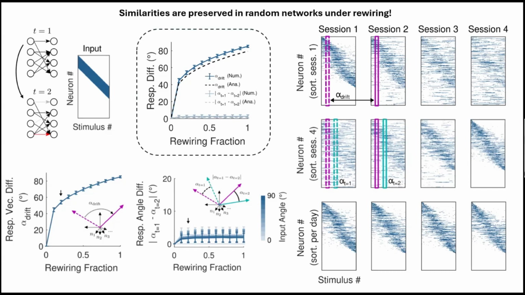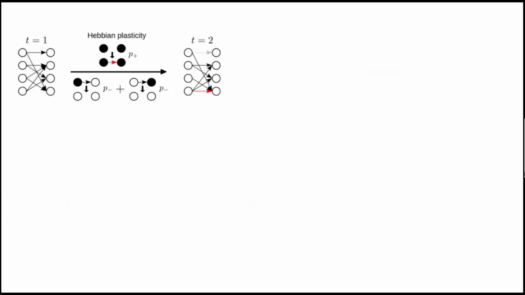So similarities are preserved, or if you will, the neuronal manifold is preserved in random networks under rewiring. I didn't do anything special. This is just rewiring. What about Hebbian plasticity? You can play the same game, but now from one session to the next, I'm going to encode a number of patterns with a rule that says if pre and postsynaptic cells are coactive, remember everything is binary zeros and ones, I potentiate, I make a connection with probability P plus. If the activities are different, I remove that connection with probability P minus.